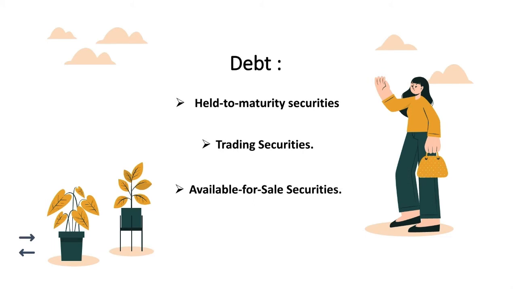And then available for sale securities. Available for sale securities are debt or non-influential equity securities not classified as either trading or held to maturity securities. These securities are included among current or non-current assets, depending on their maturity and or management intent regarding their sale. The securities are reported at fair value on the balance sheet.